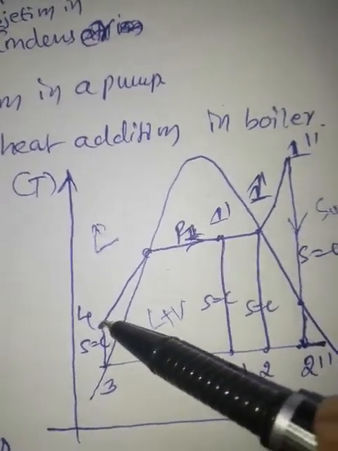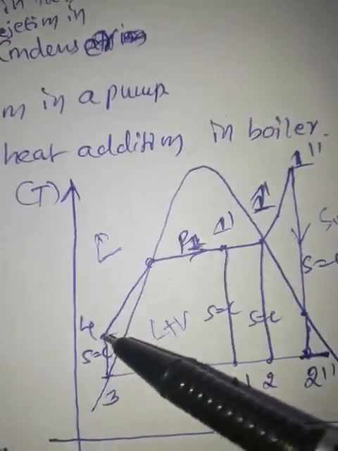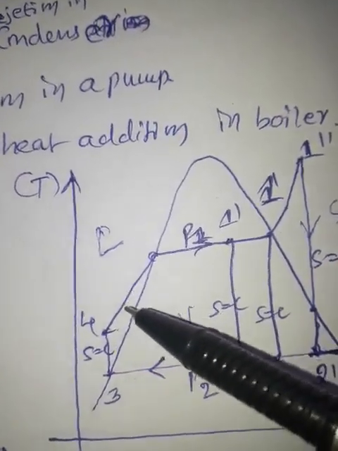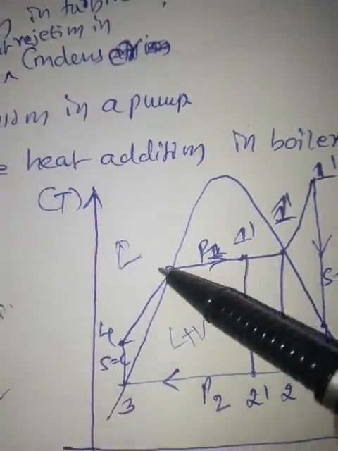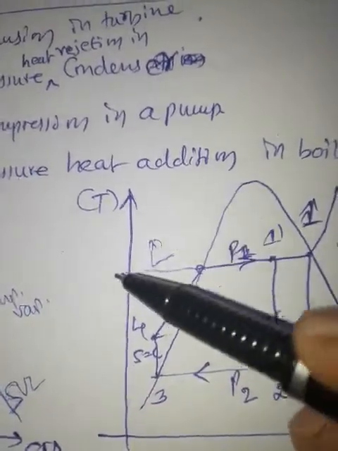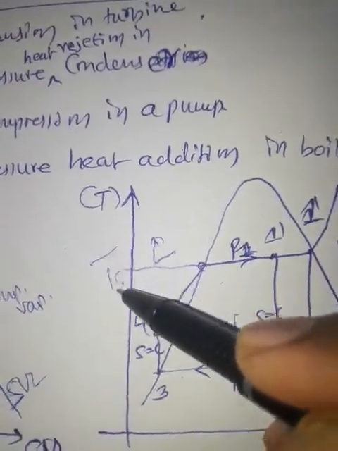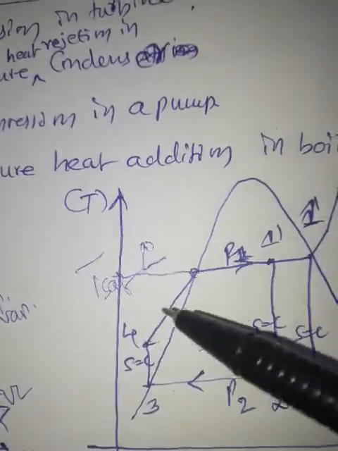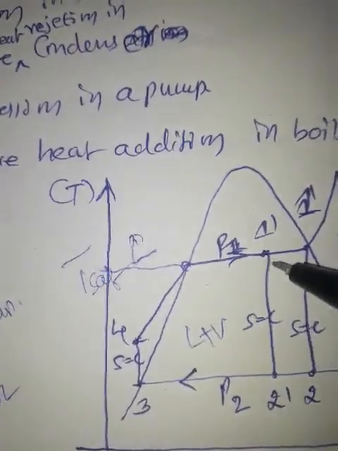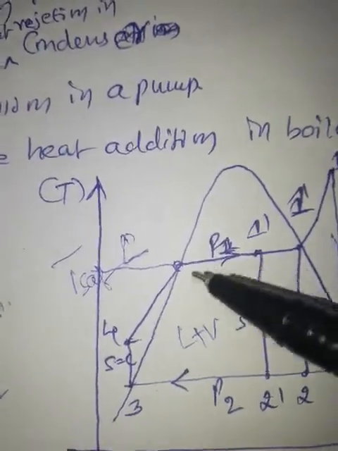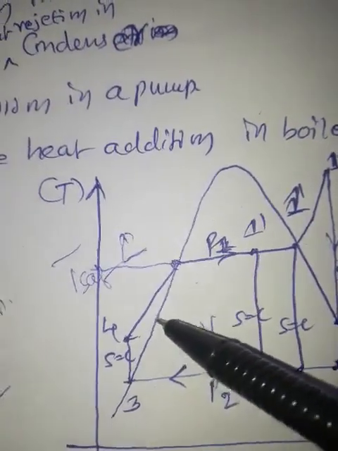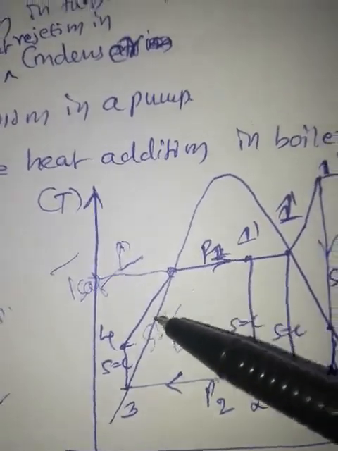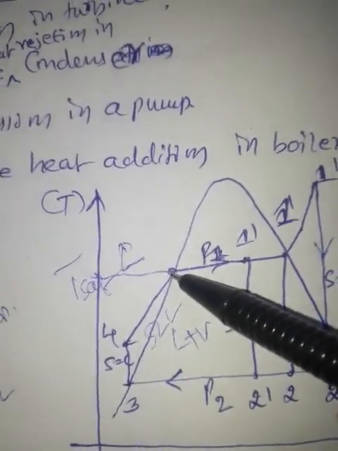So 4 to 1 again, since it is in the liquid region, we start adding heat energy. So the temperature of the water rises till saturation temperature, T saturation, that is 100 degrees Celsius at 1 atmosphere. It is still in liquid condition, because this is the saturated liquid line. It is in liquid phase.